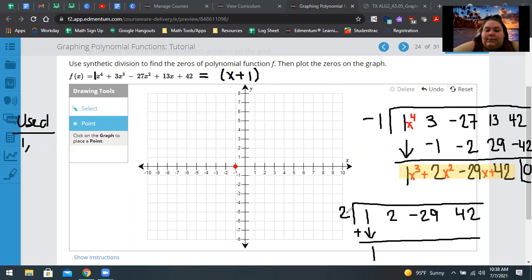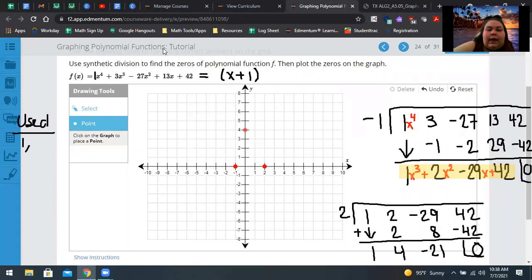So 1 times 2 is 2. 2 plus 2 is 4. 4 times 2 is 8. Negative 29 plus 8 is negative 21. Negative 21 times 2 is negative 42. And I get a 0 there. That works. So my 2 also works.